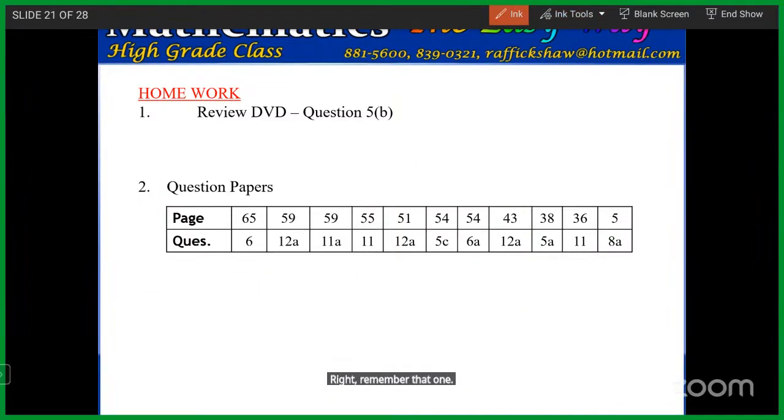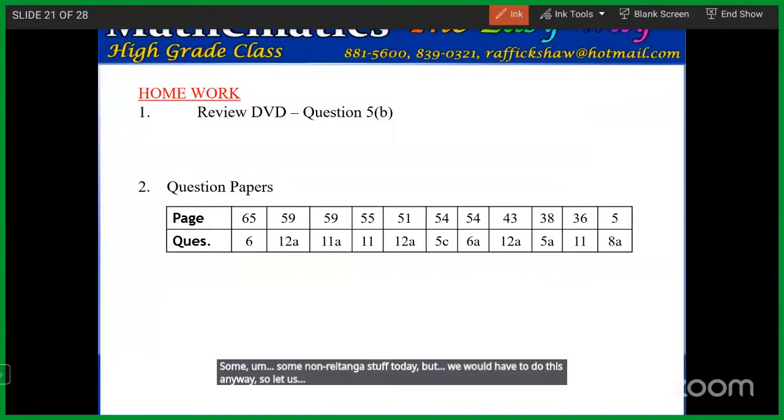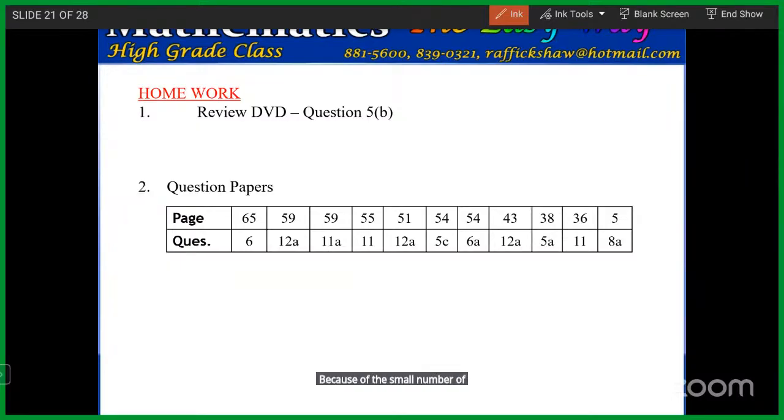The most we need to do now is just do some questions. I'm not going to do anything more. I don't want to be teaching anything that is more than simple. I really wanted us to maybe start some non-right angle triangle stuff today, but we will have to do this anyway. So let us make this one be the one for today. I wanted to do something else, but because of the small number of persons in attendance, this is easier to explain for persons who are not here.